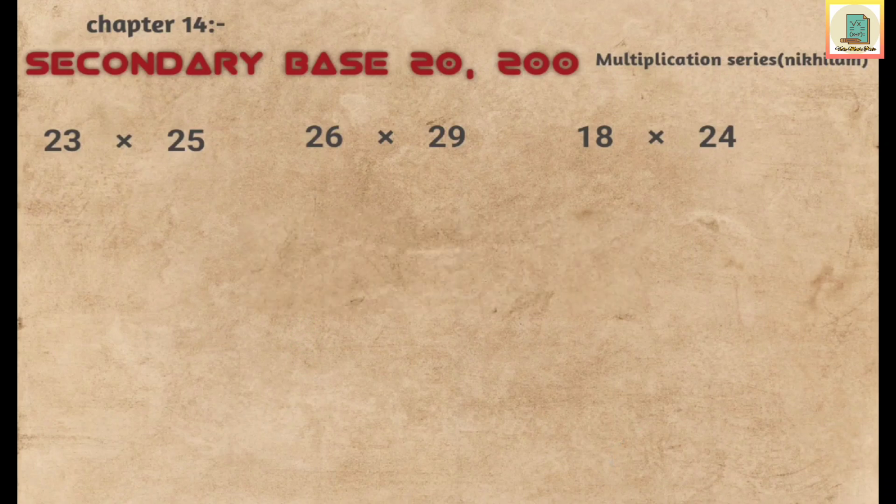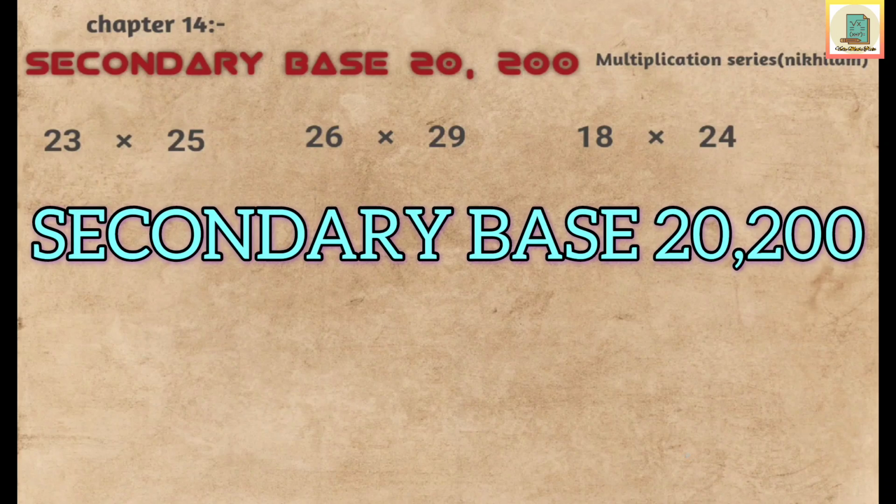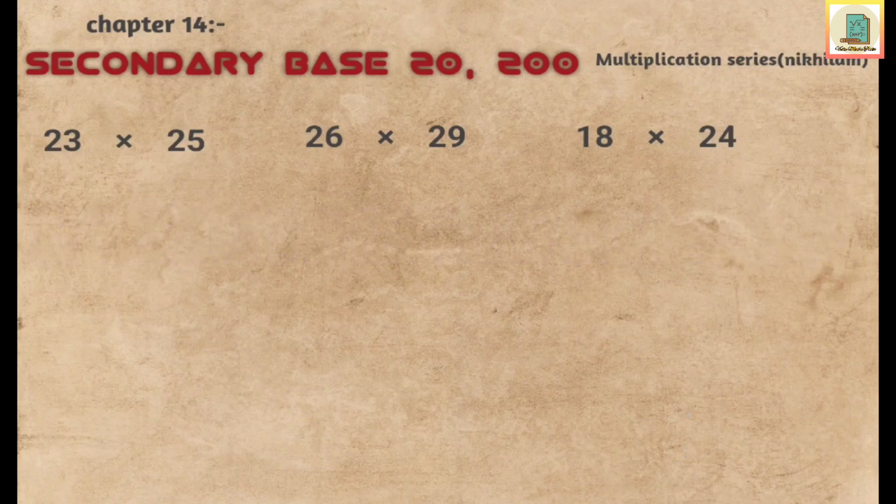Now today, we will be learning a new method of multiplication, which is secondary base multiplication. In this method, we will multiply the numbers which are close to 20. Now let's understand it better by taking examples.